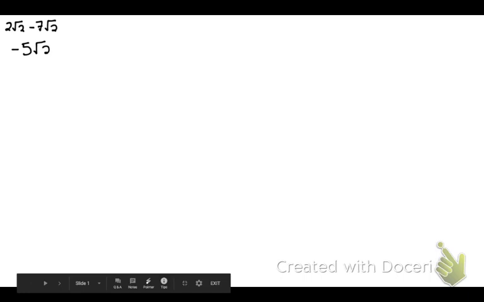Try this one. 5 square root of 3 minus 9 square root of 3. Hit pause and give it a shot. What'd you get? You should have gotten negative 4 square root of 3.